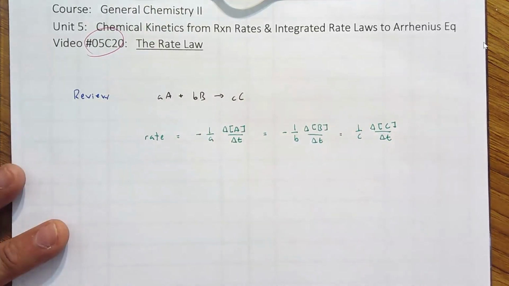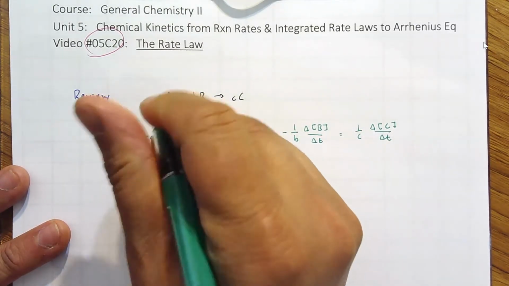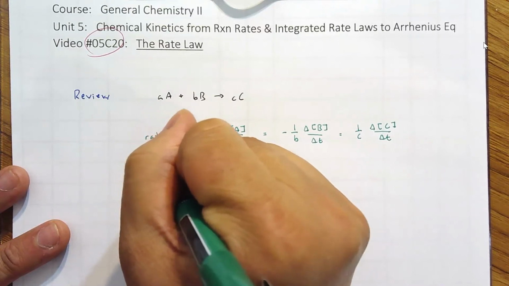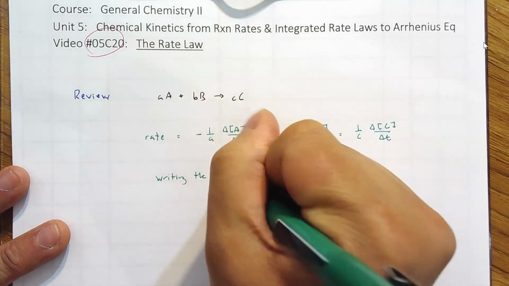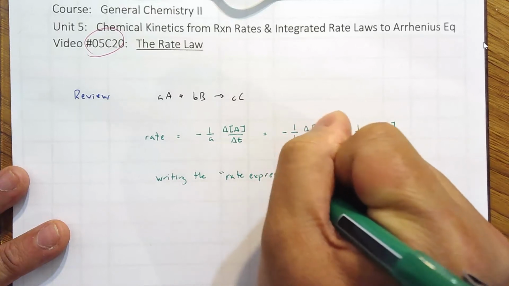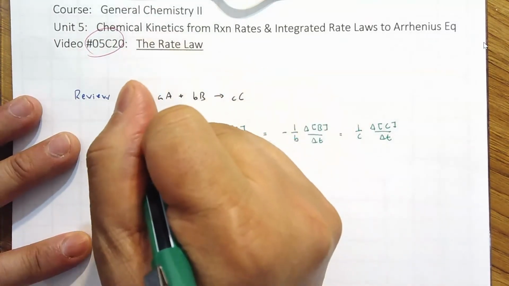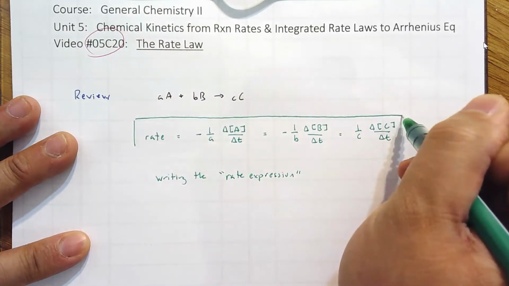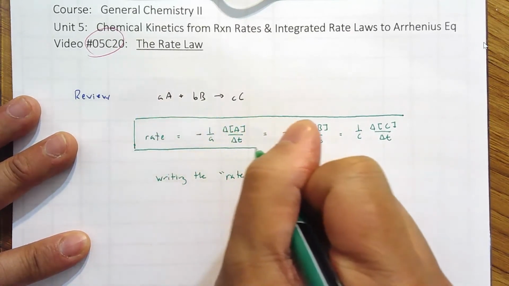This idea is called writing the rate expression. And yes, you'll be using this equation if you're given concentration over time. You could figure out the rate over a certain interval of time.